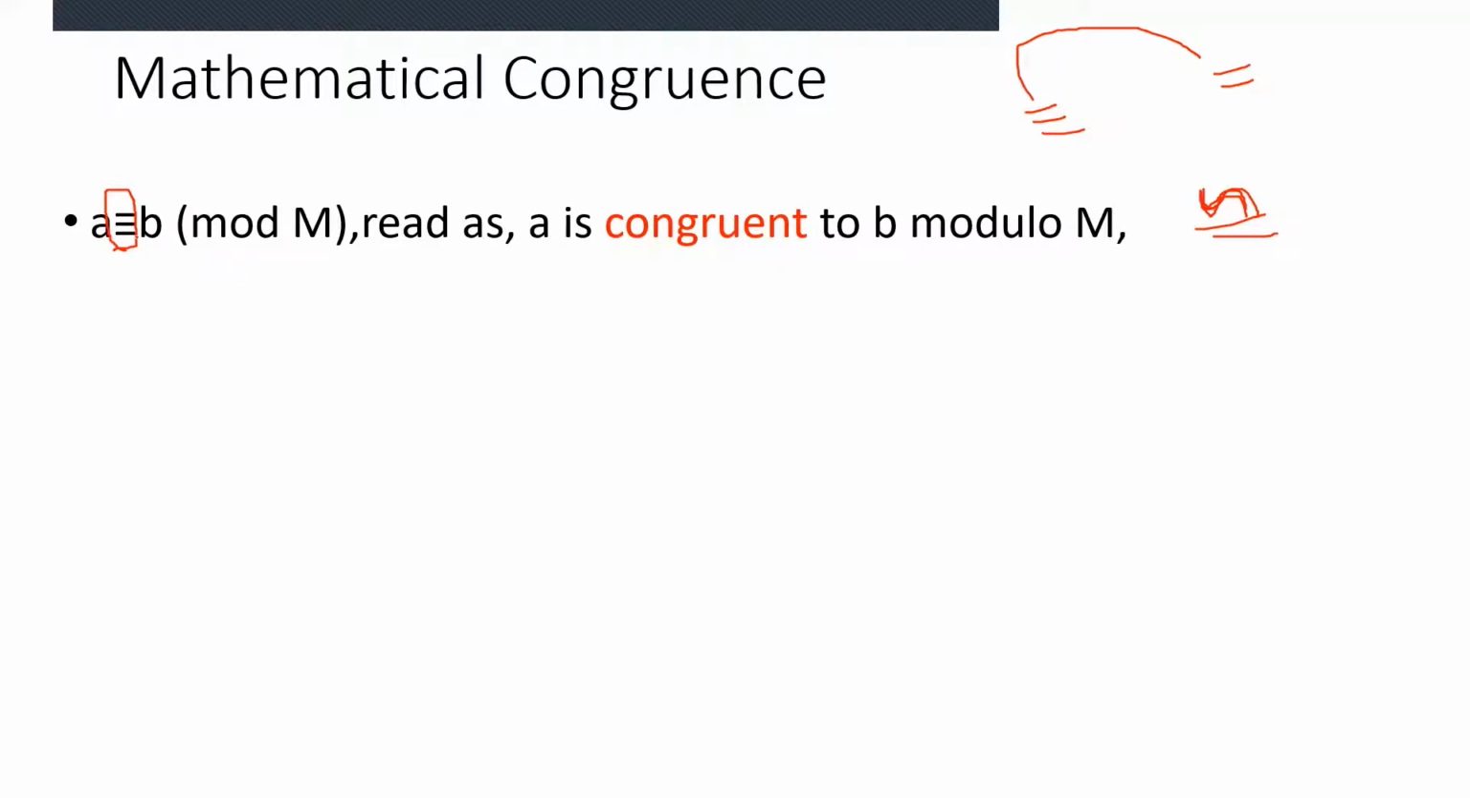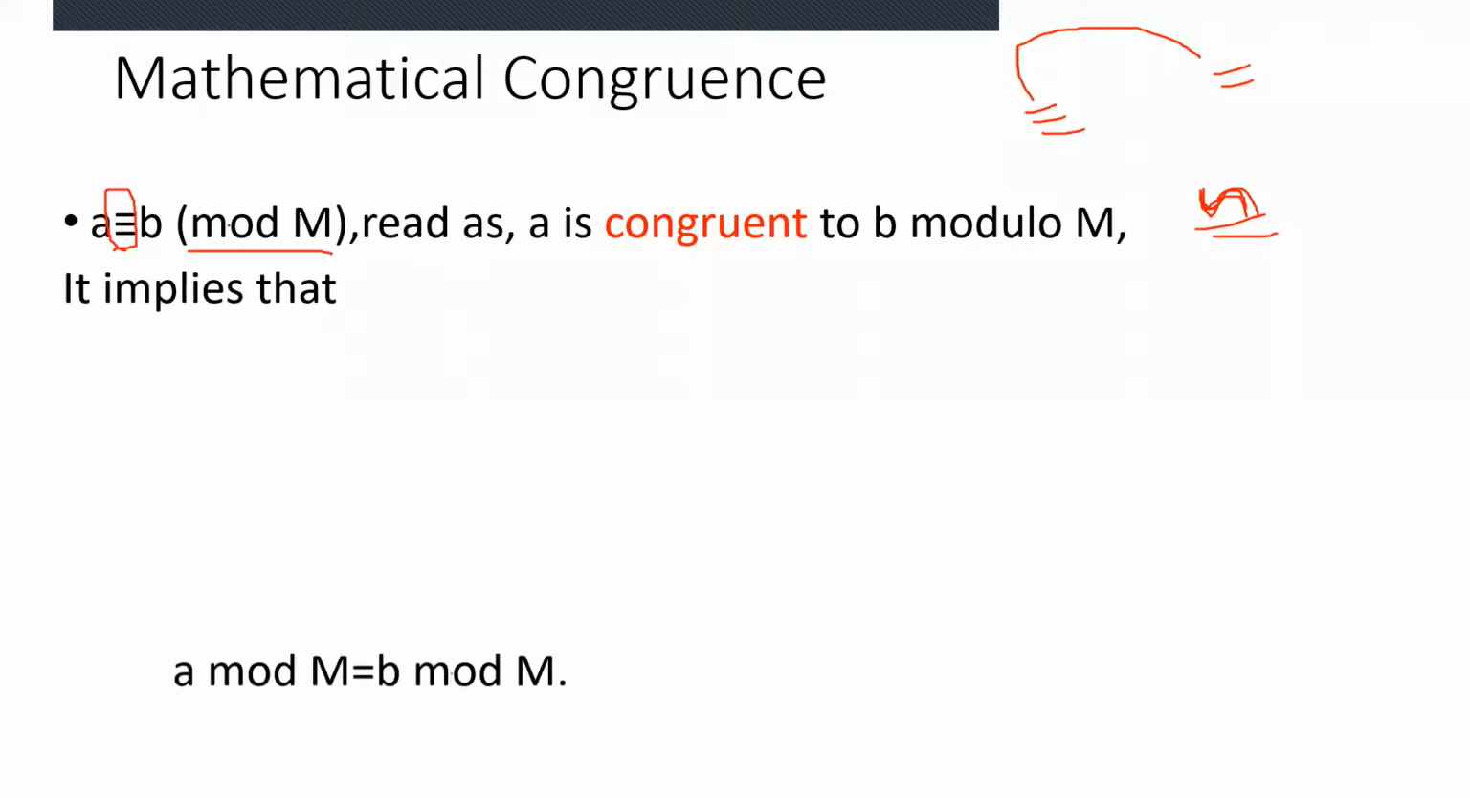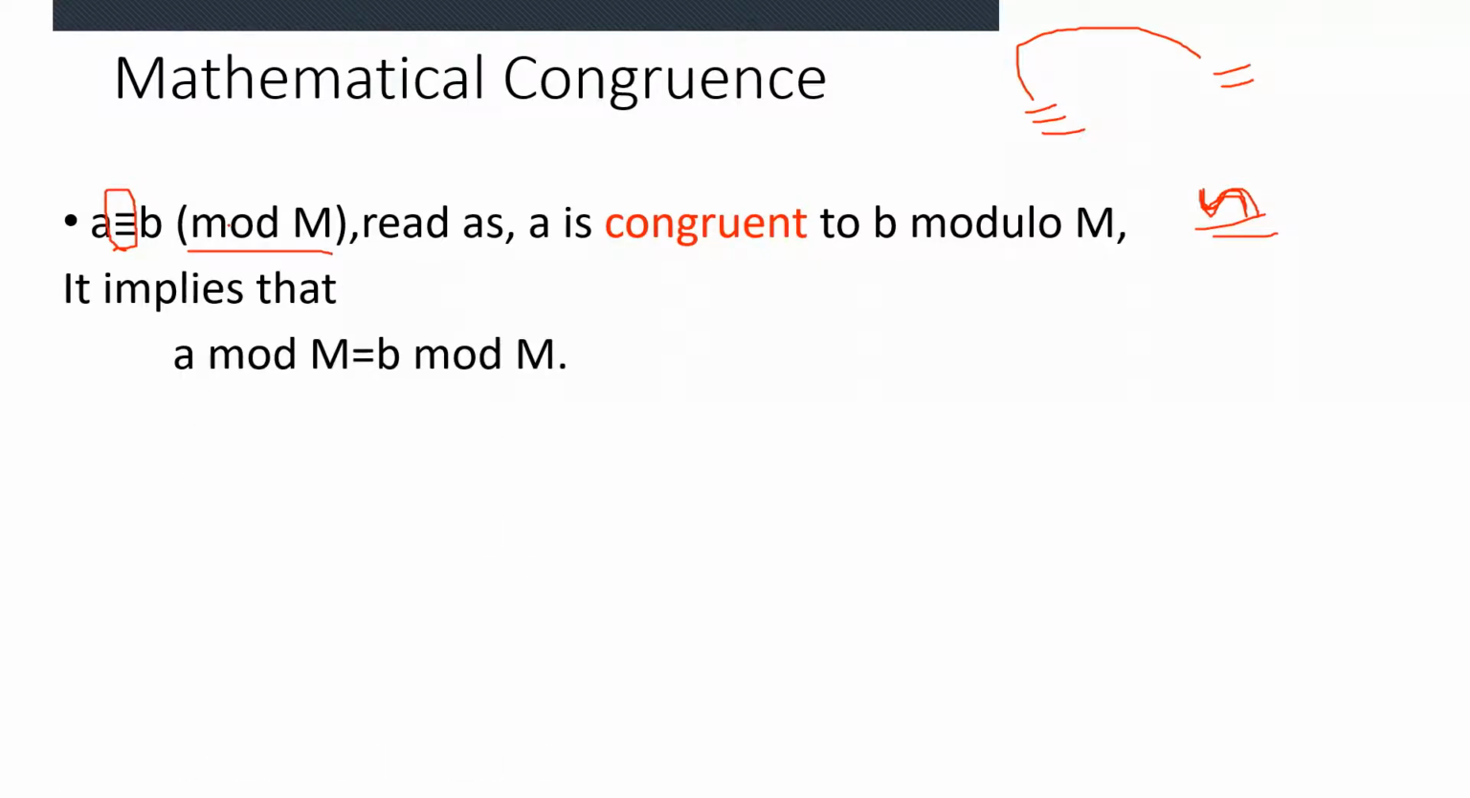Now, suppose I want to replace this congruent symbol with an equal to symbol. How do we have to write? A mod M. So what we will do is copy this mod M to both sides. That means if you are finding A mod M, it should be equal to B mod M. That's it. So what does the congruent symbol imply? A is congruent to B mod M means A mod M should be equal to B mod M.